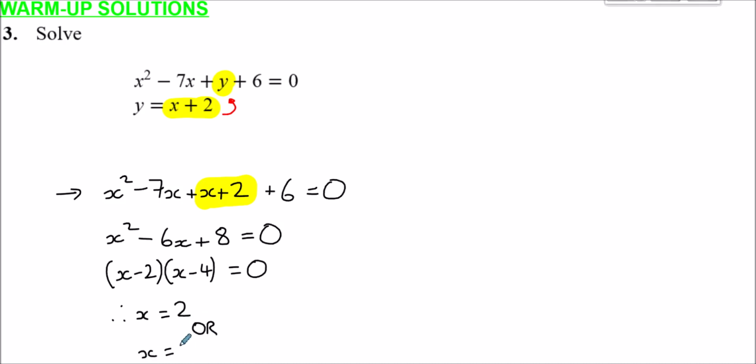when x equals 4. Now, of course, the first solution, when x is 2, means that y is going to be 2 plus 2, which is 4. So one set of solutions is x is 2 and y is 4. Or, of course, if x was 4, y would be 4 plus 2, which is 6. And so either we've got x equals 2 and y is 4, or x equals 4 and y equals 6. So that's the two pairs of solutions.